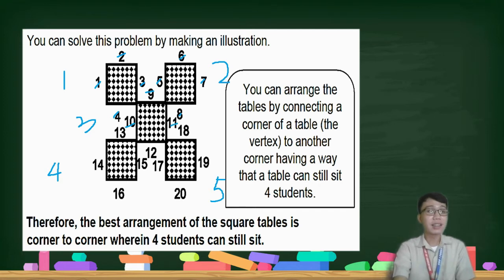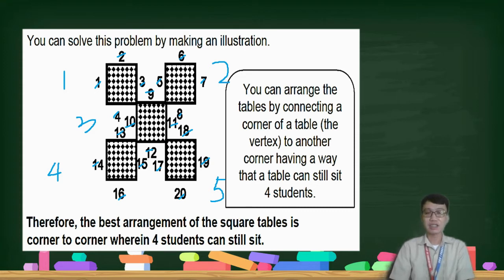4 na estudyante din ang nakaupo. How about table 4? 1, 2, 3, 4. How about table 5? 1, 2, 3, 4. Okay, so therefore, the best arrangement of the square tables is corner to corner wherein 4 students can still sit.